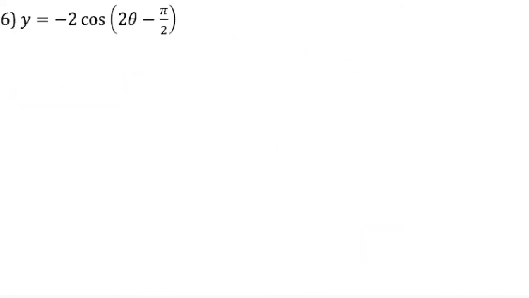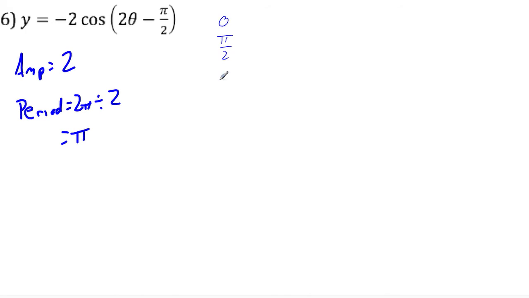Finally, negative 2 cosine of 2 theta minus pi over 2. Right, so amplitude is the absolute value of that coefficient, so it's the absolute value of negative 2, which is, of course, positive 2. The period is going to be 2 pi divided by that coefficient, which is 2. So the period, again, just like the last one, is going to be pi. So starting off with my 0, pi over 2, pi, 3 pi over 2, 2 pi. This, of course, I need to add pi over 2, since in the function, I was subtracting pi over 2.